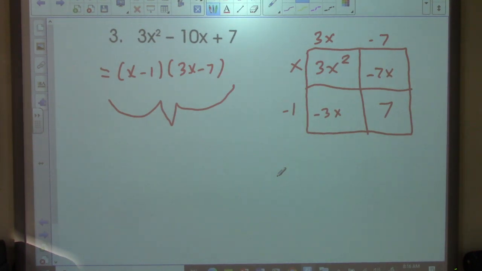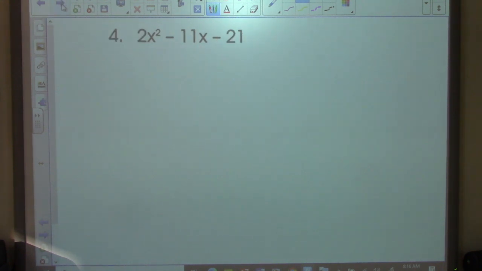This next one I'm going to show you is another method. You have more moving parts here because 21 has 3 and 7, but also 1 and 21, right? And so this one here is called the X method.